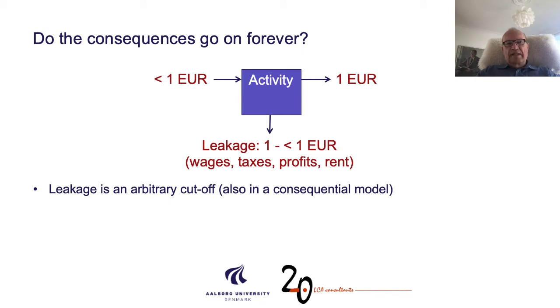Basically, what we can say is that leakage is an arbitrary cutoff. The argument that we've been using in earlier argumentation for this cutoff is that it's a separate decision. One decision is to spend the euro in the first place. Another decision is what people who earn the money are actually doing with the money in the next round. And we're only studying the decision from one decision to the next decision. But actually, if our first decision influences the second decision, then it remains an arbitrary cutoff to say this is where we stop.